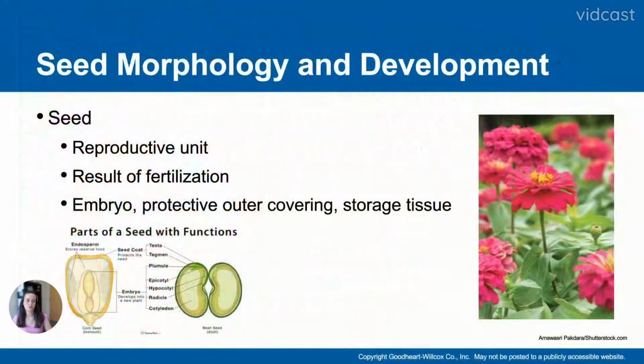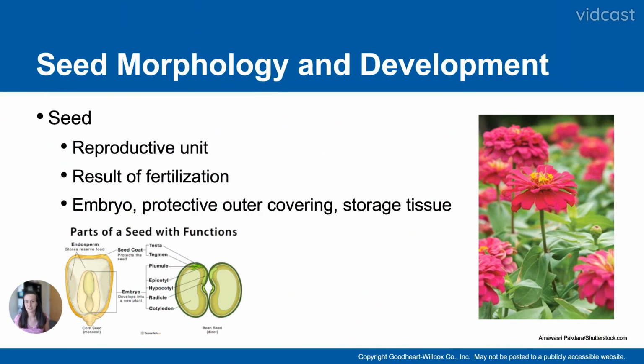So we're going to start off with seed morphology and development, and this is the science behind how the seed is formed. Something you need to know about the seed is this is the reproductive unit of the plant. It has to occur through the process of fertilization. So we have a male flower and a female flower. They fertilize each other. The female begins to make the seed and then the fruit that surrounds that seed. So it is a sexually reproductive process.